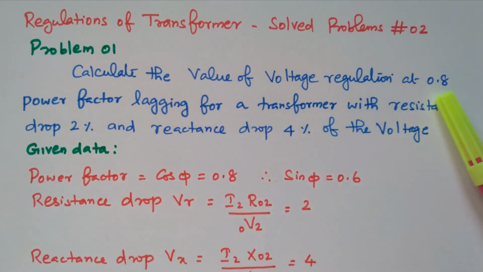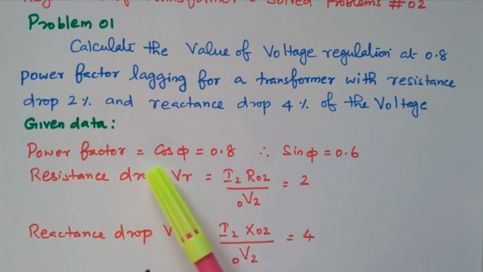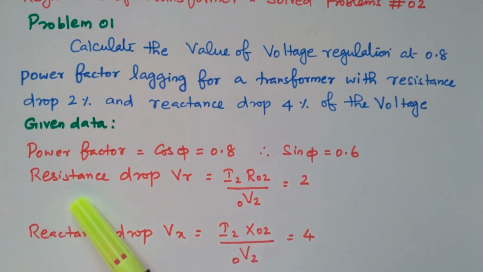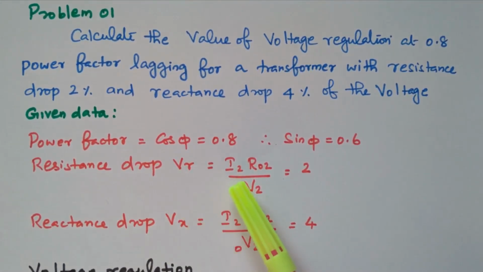So the power factor is given, and resistance drop and reactance drop are given. From this we can analyze the given data. The power factor cos phi equal to 0.8. If cos phi is 0.8, automatically we can write sin phi equal to 0.6. And the resistance drop is denoted by VR. So VR is nothing but I2 R02 divided by no load secondary voltage V20. Right. So this is given as 2%.